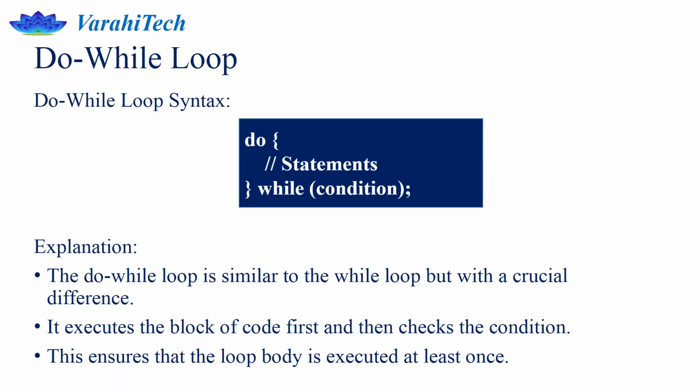Next, do while loop. The do while loop is similar to the while loop, but with a crucial difference. It executes the block of code first and then checks the condition. This ensures that the loop body is executed at least once. Here we have do while loop syntax. Initially, do keyword is used, which is followed by the code to be executed. At the end of the loop, while condition is used.